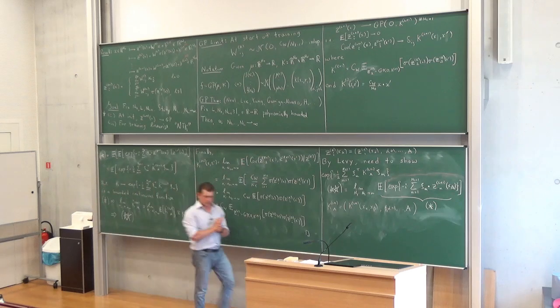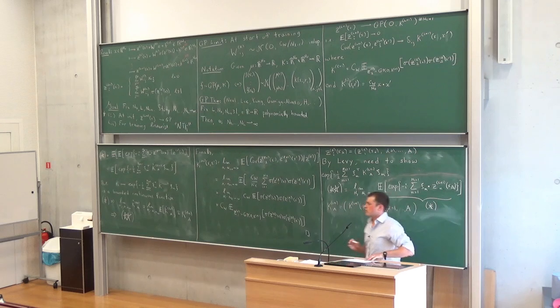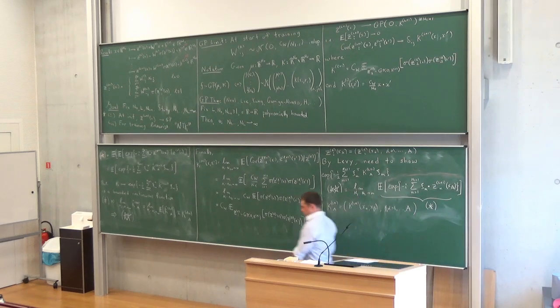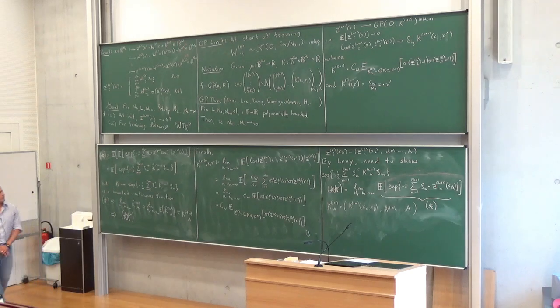So let me just pause and ask for questions and comments on the proof of this theorem. Not the proof, but just to understand the result. So what you have just shown us is that when you start your network randomly, when these weights are Gaussian random variables, then the last composition, Z_{L+1}, is essentially Gaussian. Yes, at least at infinite width.